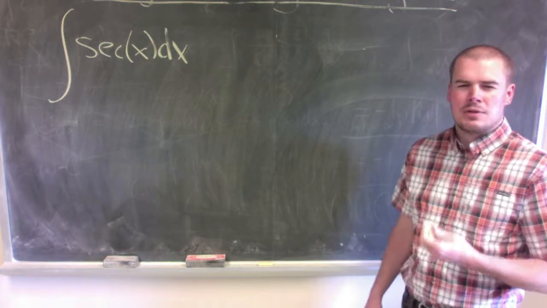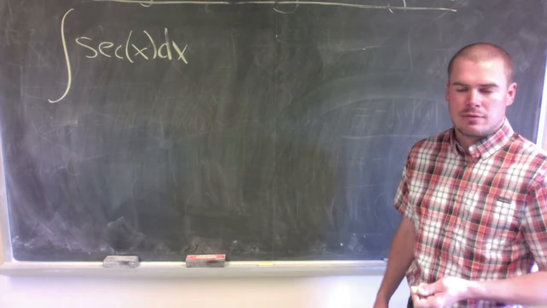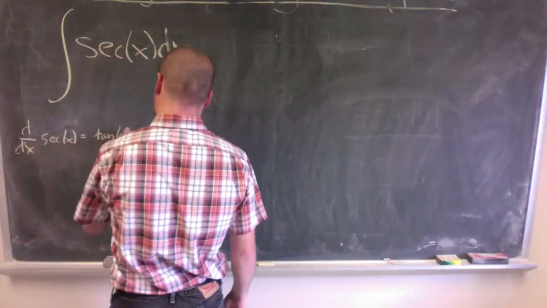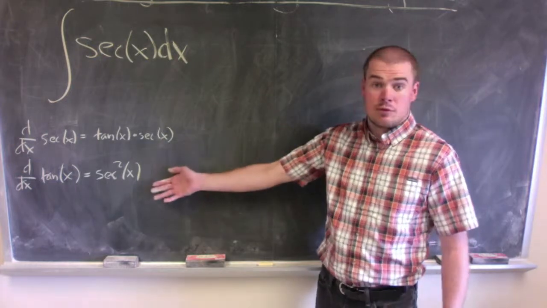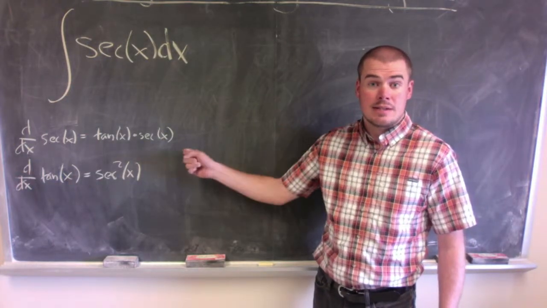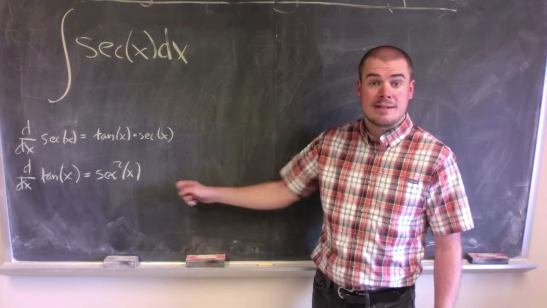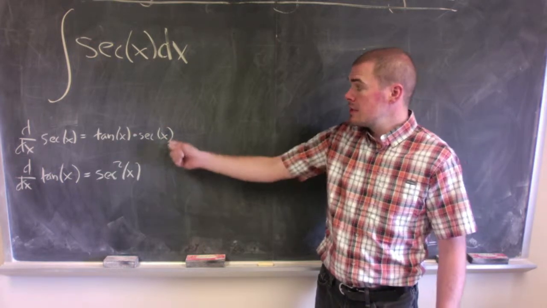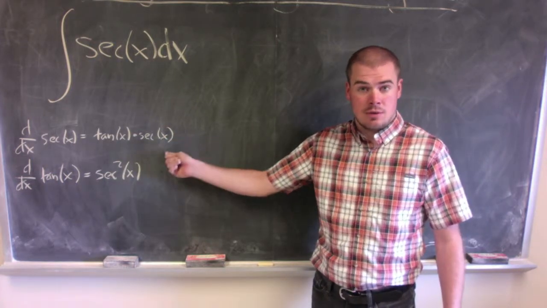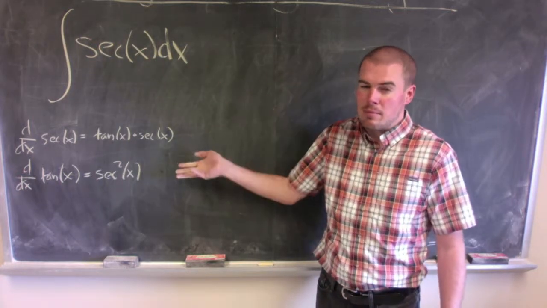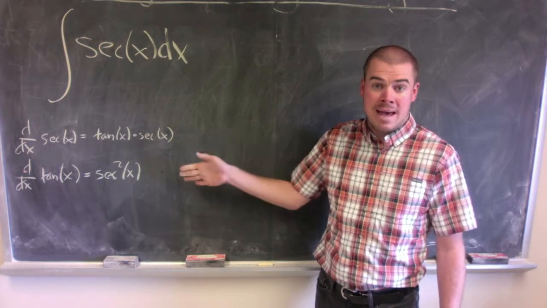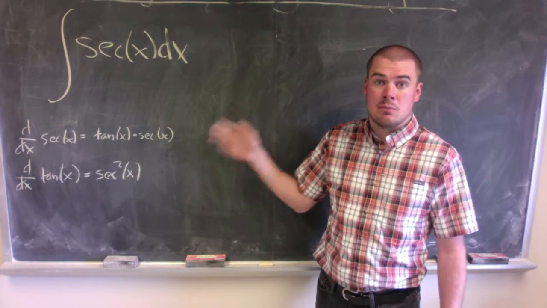Instead, let's think about how secant appears inside of a derivative. So remember from my derivative formulas, the derivative of the secant is tangent times secant, and the derivative of tangent is secant squared. So each of these derivatives have a secant involved, and I see that I'm using my secant here. So this is the way that I try to remember this next magic step, which is I'm going to multiply by 1.